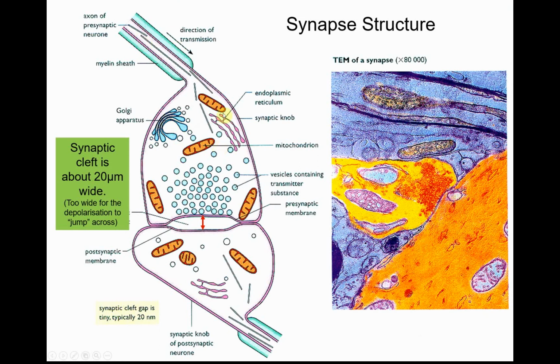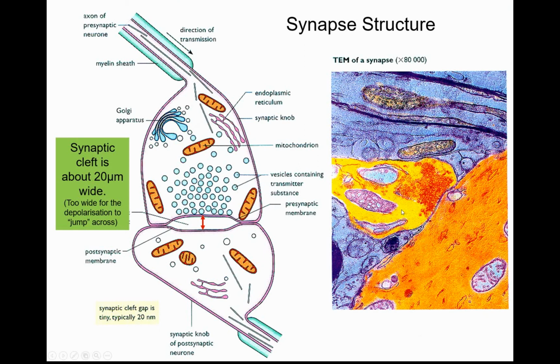Okay, so presynaptic knob, presynaptic membrane, and postsynaptic. Okay, so pre means before, post means after. All right, so postsynaptic membrane here. Okay, on our diagram we can see, look, all these little red dots here. These would be the secretory vesicles. Okay, we've probably got some mitochondria here.